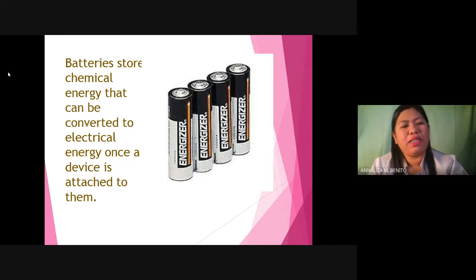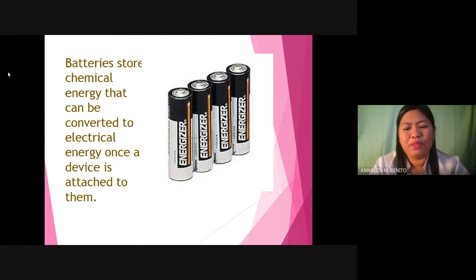So that is why using batteries is not advisable permanently, or for a long period of time. So it is used when there is an emergency, if there is a blackout.